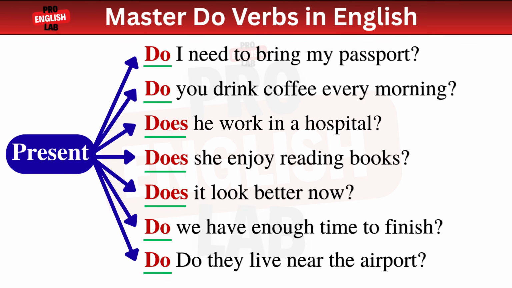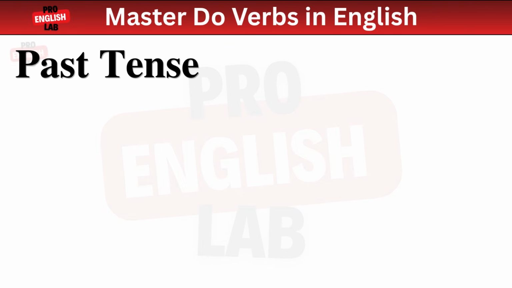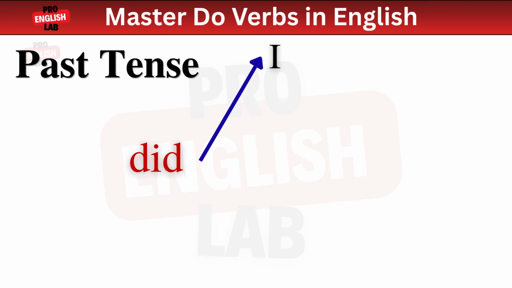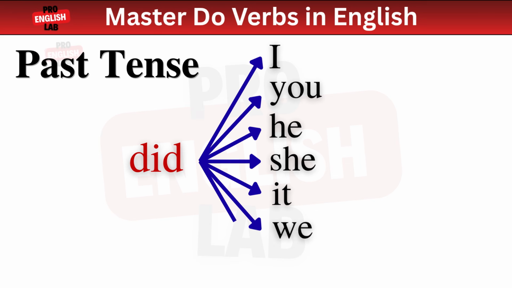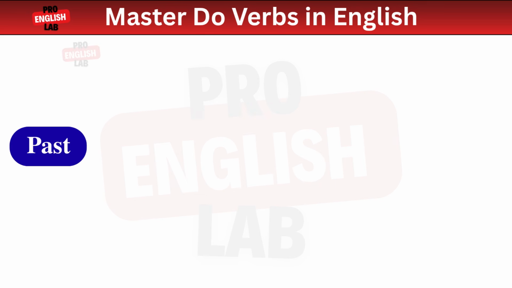Now that we understand how do and does work in the present, let's see how this verb changes when we talk about the past. In the past tense, we use did with all subjects: I, you, he, she, it, we, and they. Let's look at some examples.